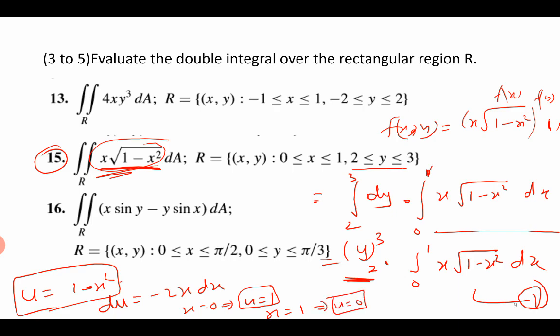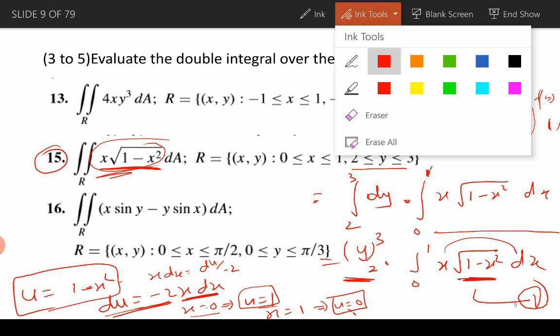So now this term becomes u to the power 1 by 2 times x dx. See, x dx will be du over negative 2. Root of 1 minus x squared will be root of u, it is u power 1 by 2. And the limit is from 1 to 0, since x is 0 to 1, so u is 1 to 0. Okay, let's do it.